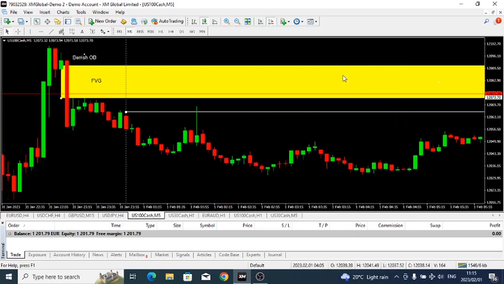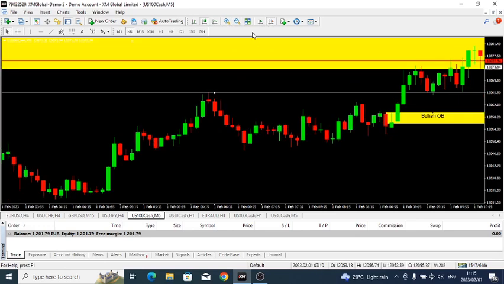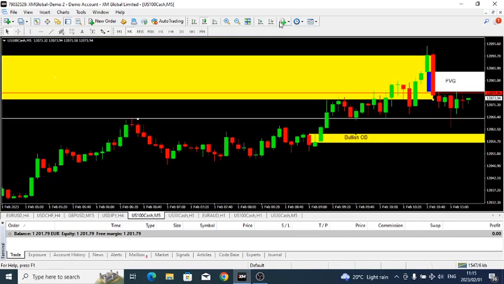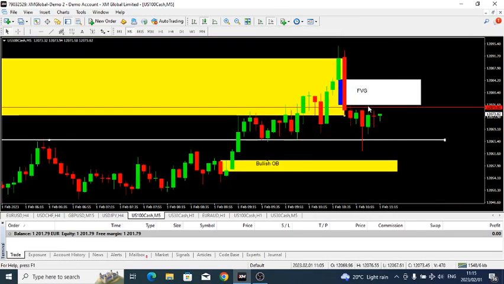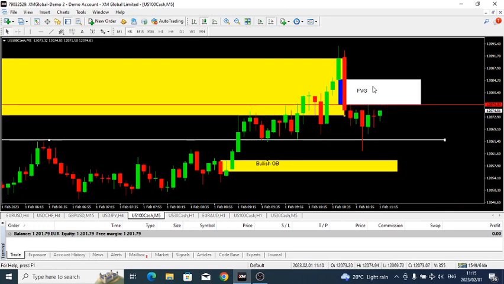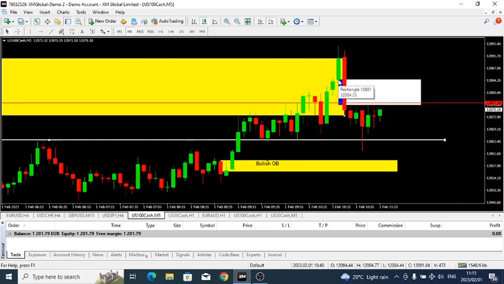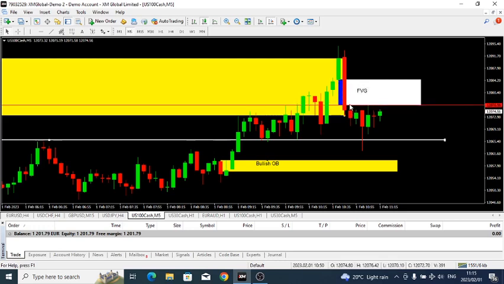I hope you can see. I want the market to come to the closing price of this candle. This is the fair value gap. The high of this candle, the low of this candle. The market has to come there at the fair value gap.